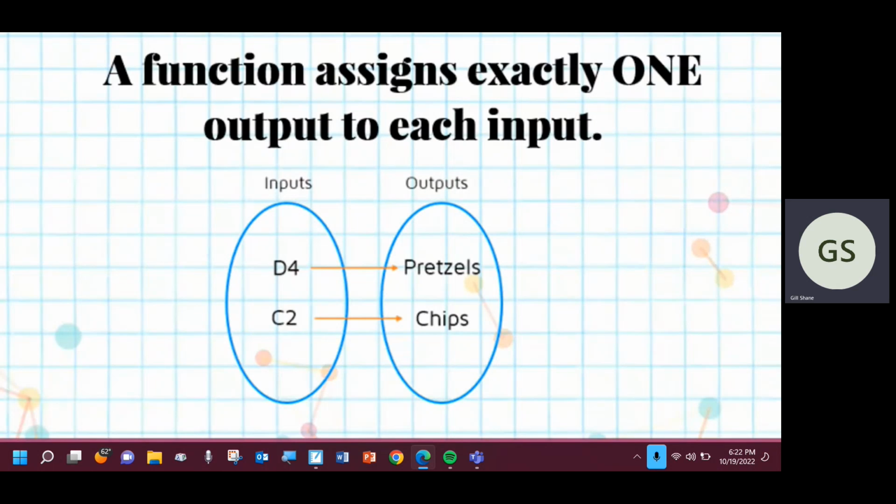One very important rule about functions is that a function can only assign one output to an input value. For example, with the vending machine, if I plug in the code D4 and it drops a bag of pretzels, the next time I go to enter the code D4, it has to give me a bag of pretzels. So it can't assign more than one output to an input value. Same thing with C2. If I plug in the code C2 and it gives me chips, the next time I plug in C2, it has to give me a bag of chips again.